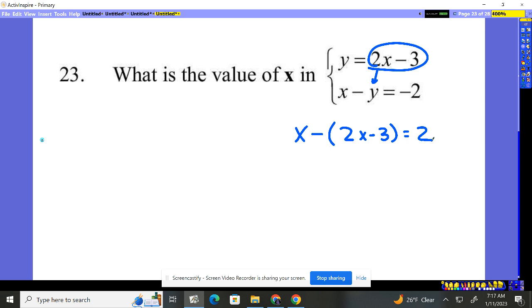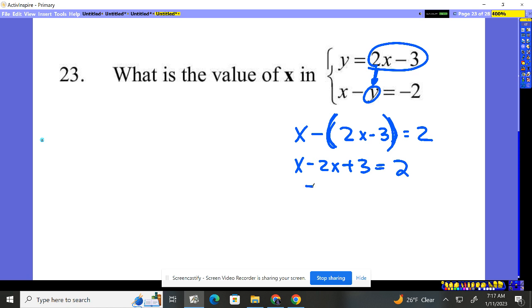So this is solving by using substitution, because we're subbing that into the y value. The big thing, the mistake that happens, is you forget you're subtracting the whole thing here. So it's this whole thing you're subtracting, so we have to distribute the negative through. So we have x minus 2x minus negative 3 changes to plus 3 equals 2.